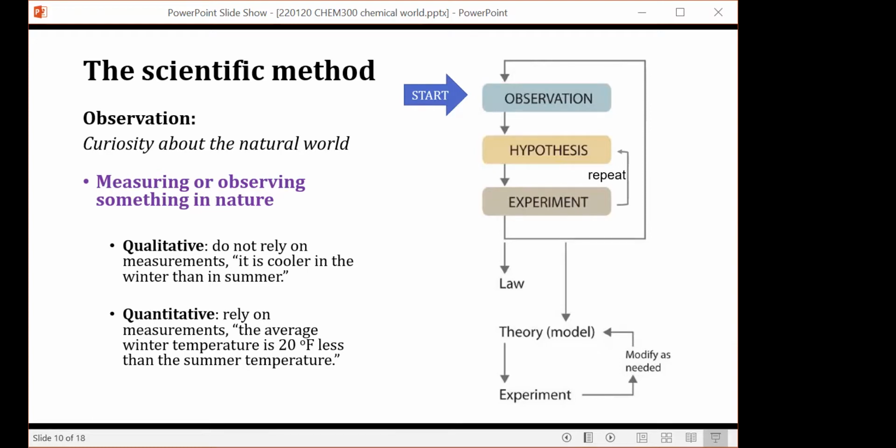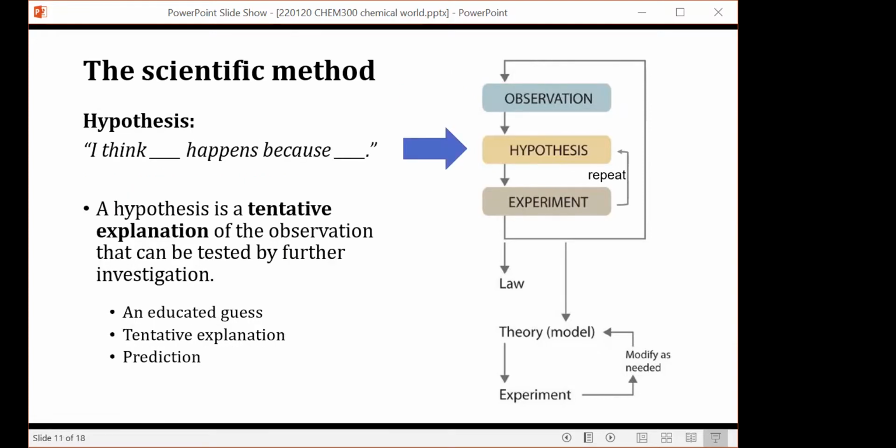So you start by making an observation, and then you form a hypothesis. A hypothesis is like an educated guess or a tentative explanation, or even a prediction about the observation. You'd say, I think blank happens because of this reason. Like, I think it's cooler in the winter because the Earth is rotated farther away from the sun. So it's a tentative explanation of that observation. You're predicting why you think what you observe happens, or asking why it happens.